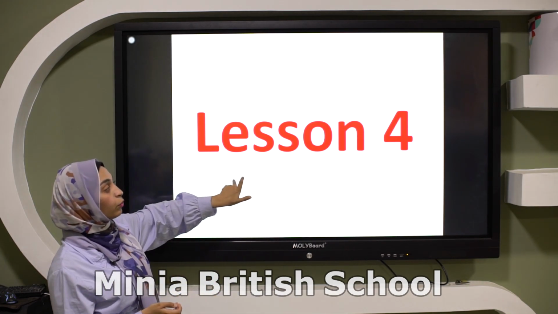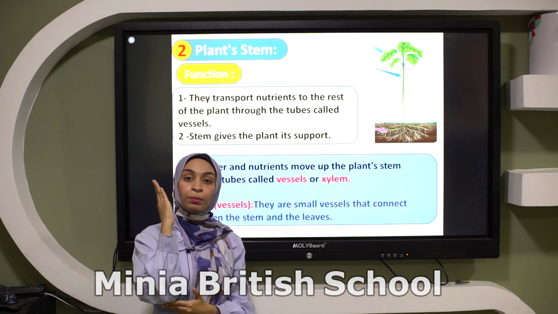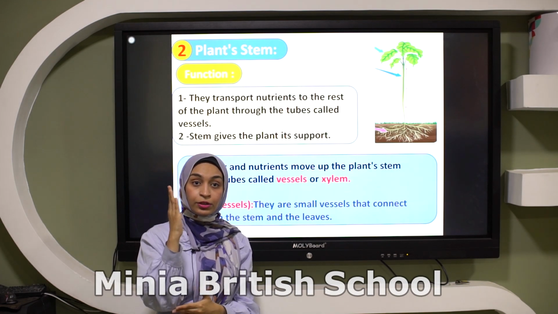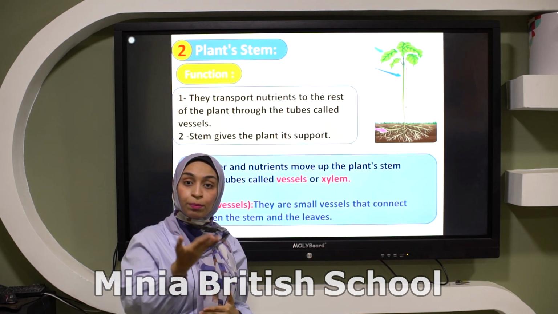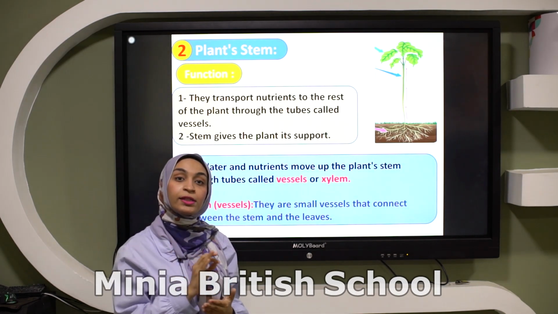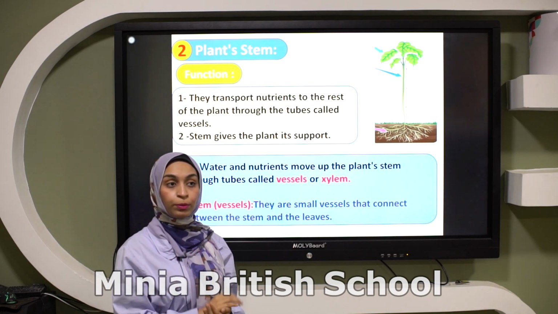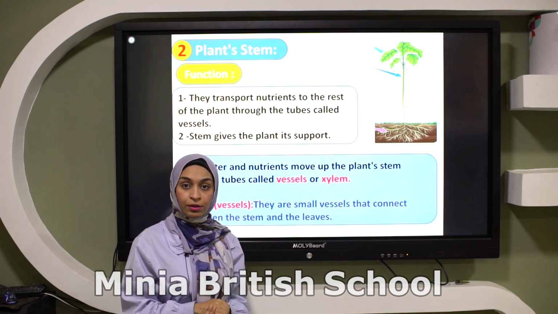The second part that we have today is the stem. The stem supports the plant in the air. It gives its support to avoid cutting the plant when the wind blew. So it gives the plant its support.